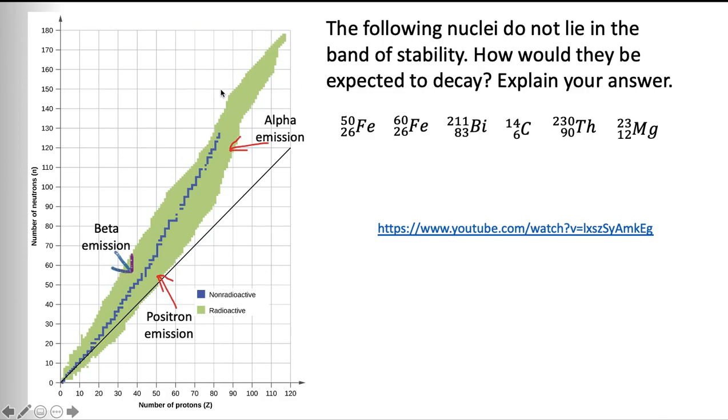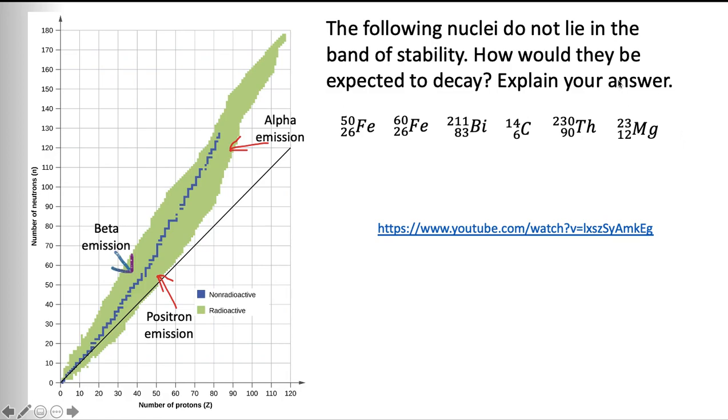So above this blue line over here are the heavy elements, and they decay by alpha emission. If you're above the blue line, you're going to try to reduce the number of neutrons and convert the neutrons into protons by beta emission. If you're below that line, you have a heavier number of protons than neutrons. You need to reduce the protons, and you do that by positron emission because it converts a proton into a neutron.